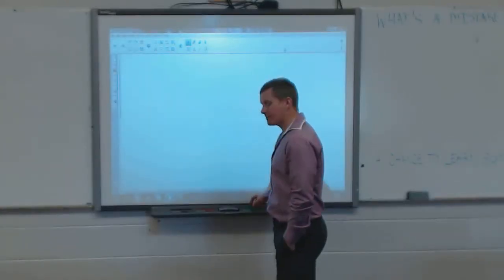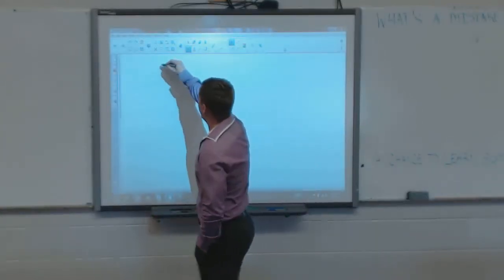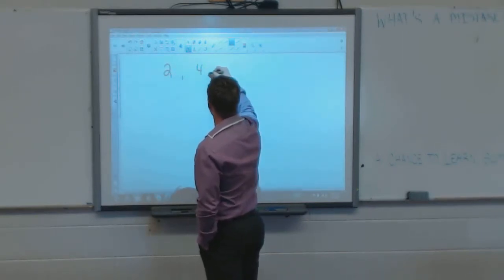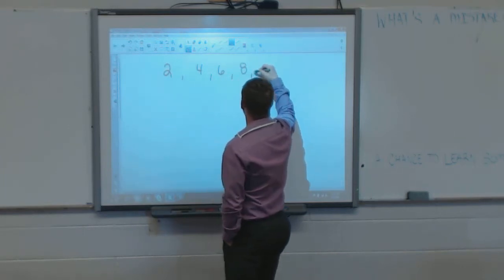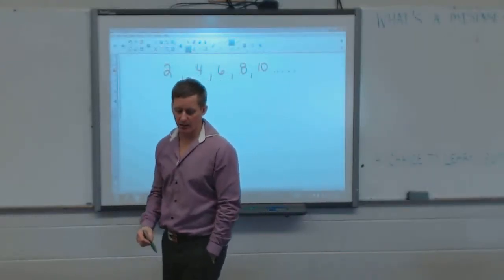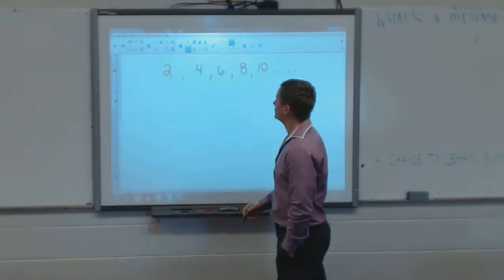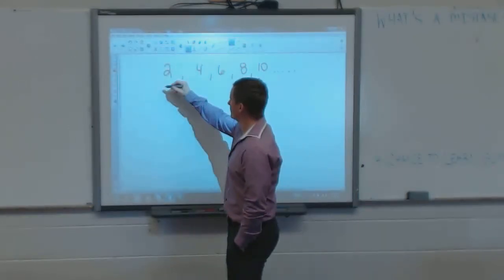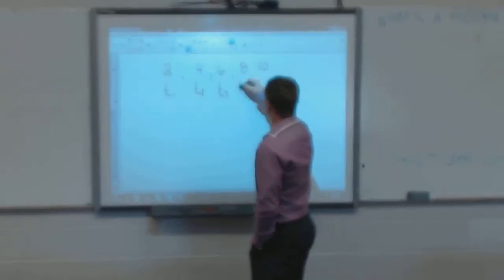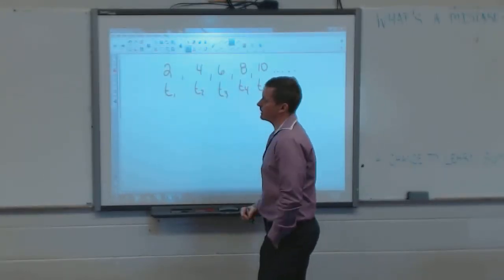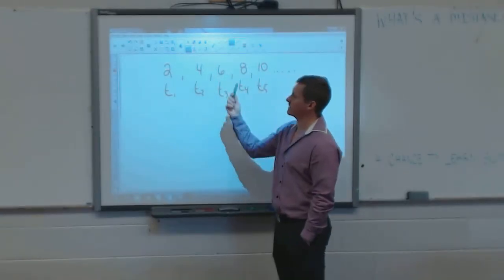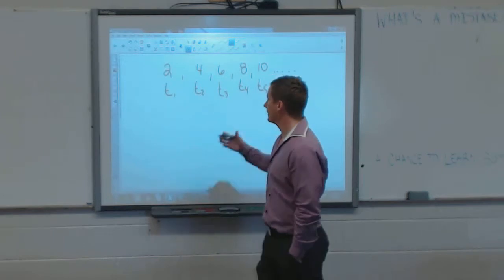There are two types of sequences and series. The first type is arithmetic. So I go 2, 4, 6, 8, 10, and so on. That's what we consider a pattern, in which each value, each term, so this is term 1, this would be term 2, term 3, term 4, term 5. Each term, I go from one to the next by adding a common difference. In this case, I'm adding 2 to each one to get to the next one.